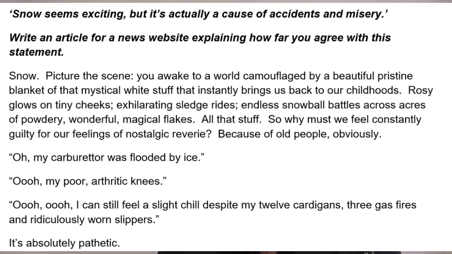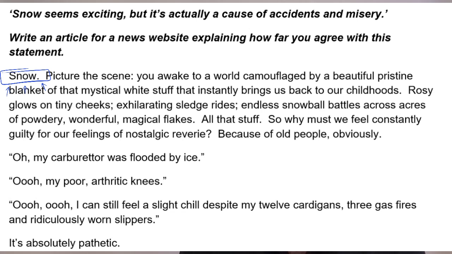Because of old people, obviously. Oh, my carburettor was flooded by ice. Oh, my poor arthritic knees. Oh, I can still feel a slight chill despite my 12 cardigans, 3 gas fires and ridiculously worn slippers. It's absolutely pathetic. Now, the actual idea that they've got in here, I don't think is quite as strong as the idea from before, but they're going to get really good marks, and here's why.